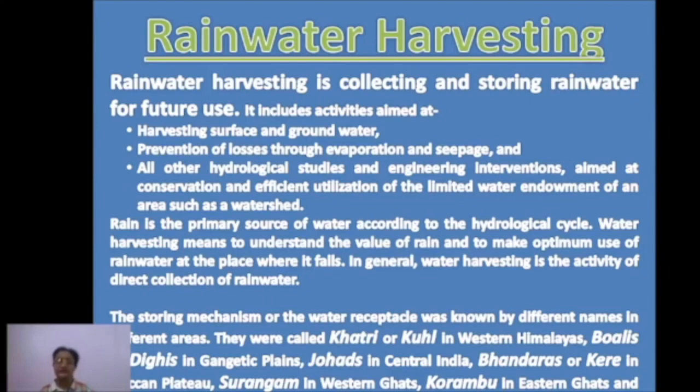It has been in practice since a long time, and it was known in different parts of India by different names. For example, Khatri or Kool in the western Himalayas, Baulis or Diggis in the Gangetic Plains, Johards in central India, Bhandaras or Kere in the Deccan Plateau, Surangam in the Western Ghats, Korambu in the Eastern Ghats, and Zing in the Ladakh region.